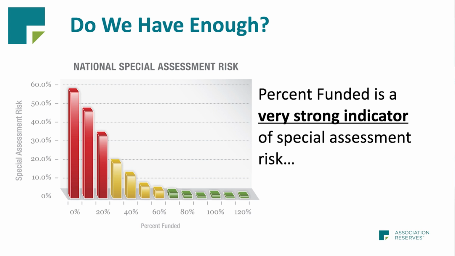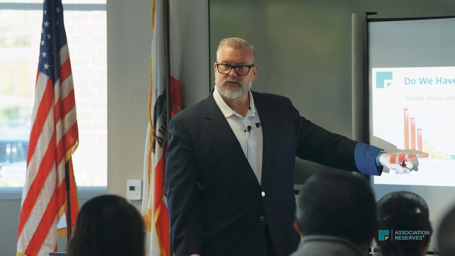So take a look here. And I talk about magic numbers in the reserve study. Look at what happens just if you get from under 30% funded to above 30% funded. So if you're in an association that's poorly funded, look at how much your special assessment risk drops if you just get above 30% funded.